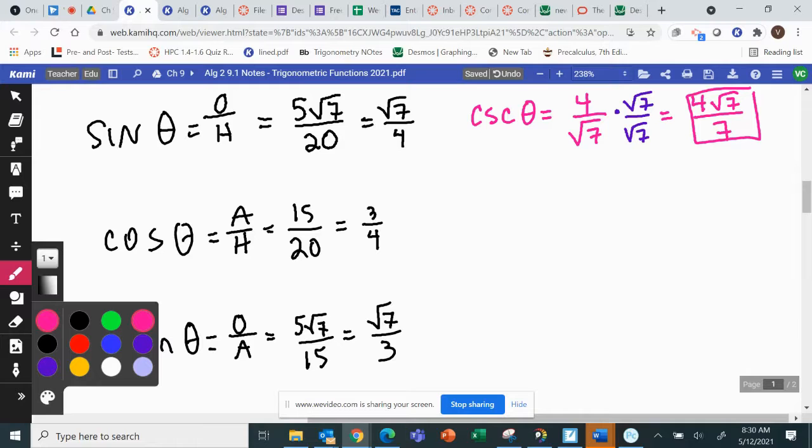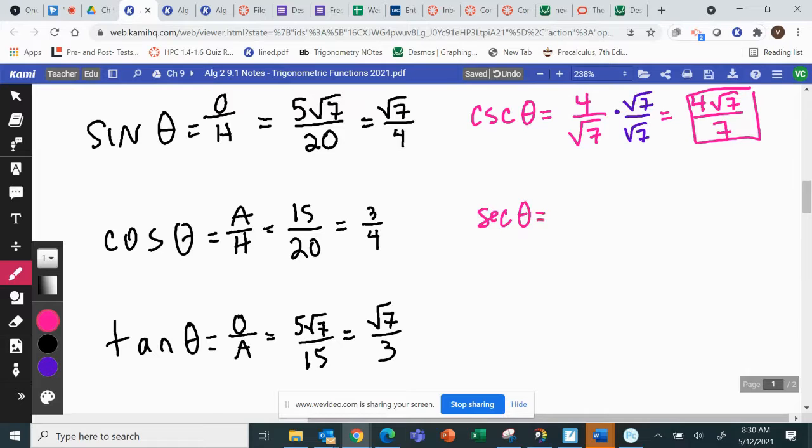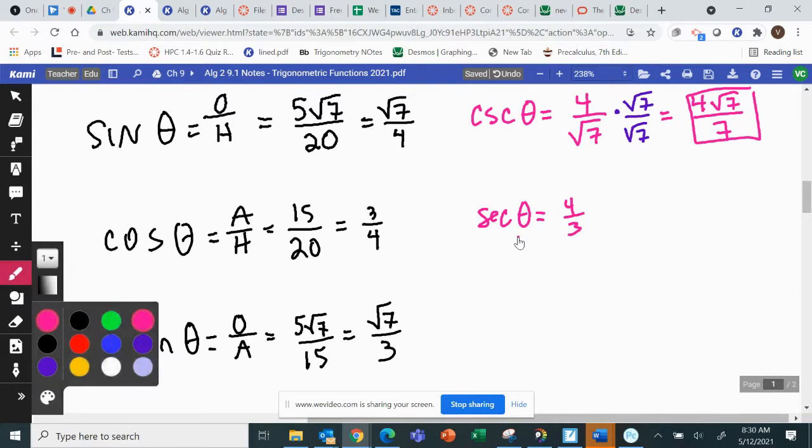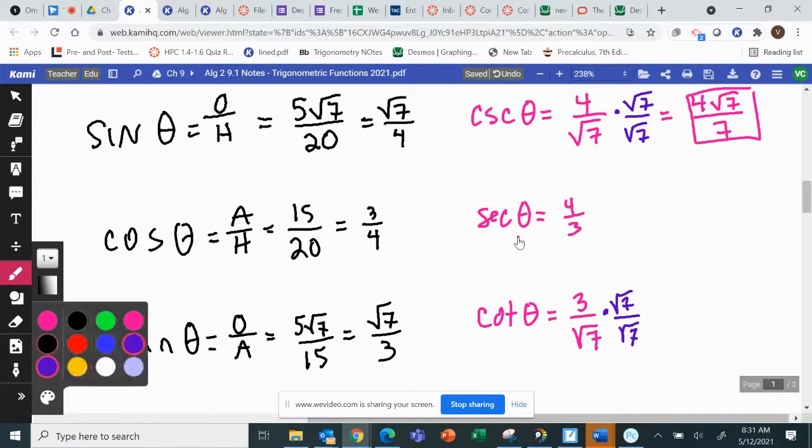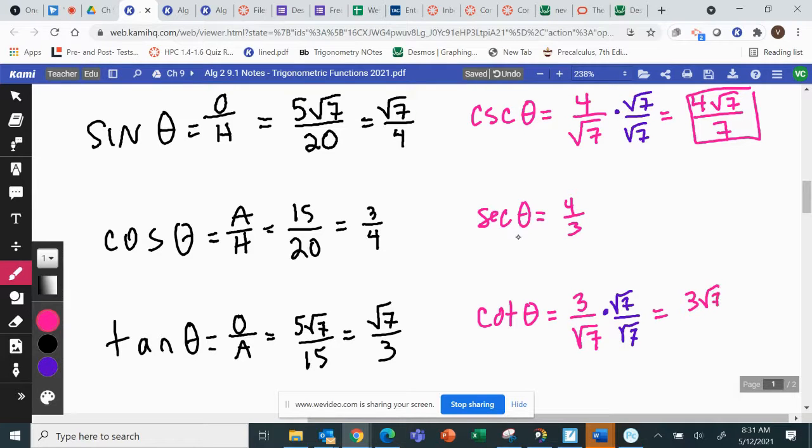Warren, what is the reciprocal of cosine? Secant. So SEC, theta, and we just flip 3/4. So now we've got 4/3 done. Ella, what is the reciprocal of tangent? Cotangent. COT, theta. So we flip it and we get 3 over square root 7. Am I done? Nah. So we're going to rationalize it. We'll multiply by square root of 7 over square root of 7. And we get 3 square root 7 over 7.